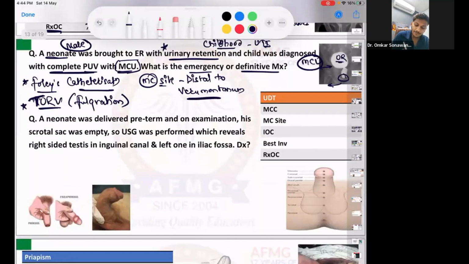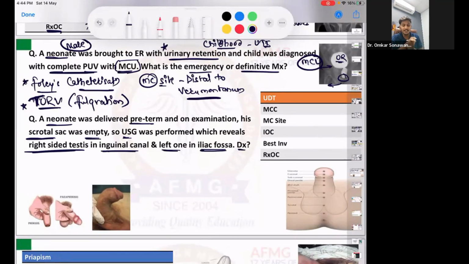Now, if I talk about a neonate who was delivered preterm and on examination his scrotal sac was empty, ultrasound was performed which reveals the right testis in the inguinal canal and the left one in the iliac fossa. What is the diagnosis? This is a recall question from the August examination, guys. Exact question. Please tell me, what is your diagnosis?